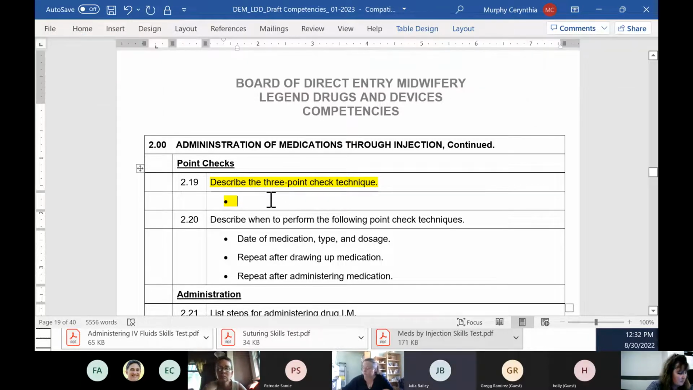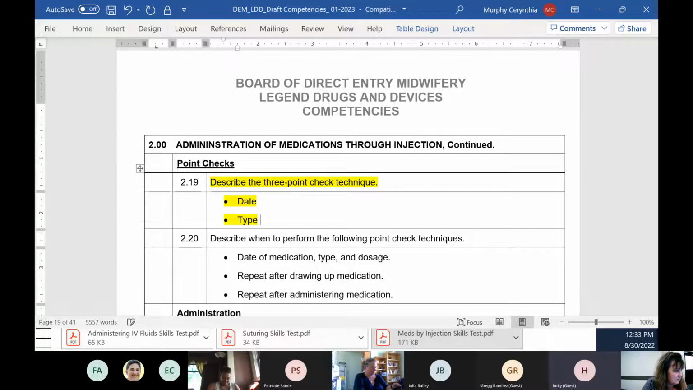The answer is in 2.20. Yeah. 0.20? The answer below it is the answer. Yeah. Well, you can say describe, you can say the 3 points are date, type, and dosage, so that's the 3-point check.